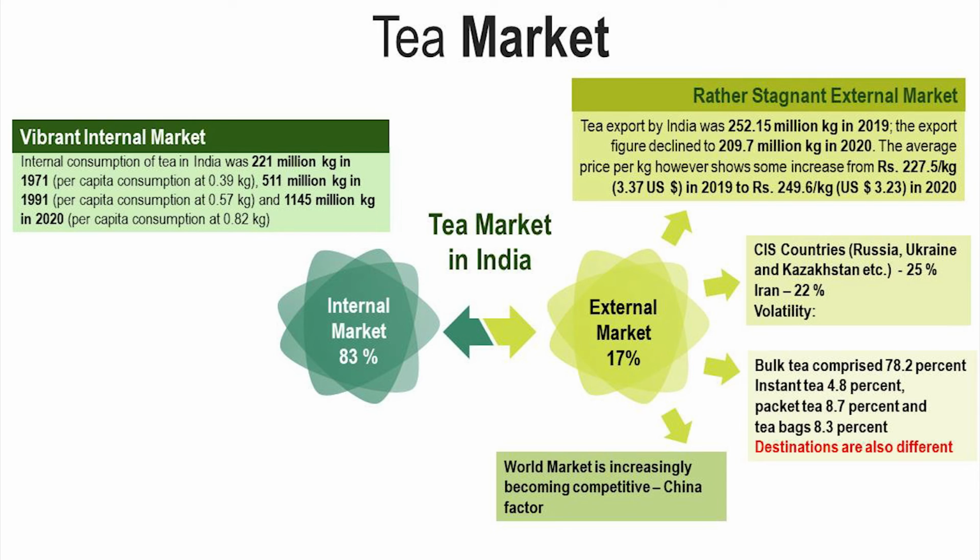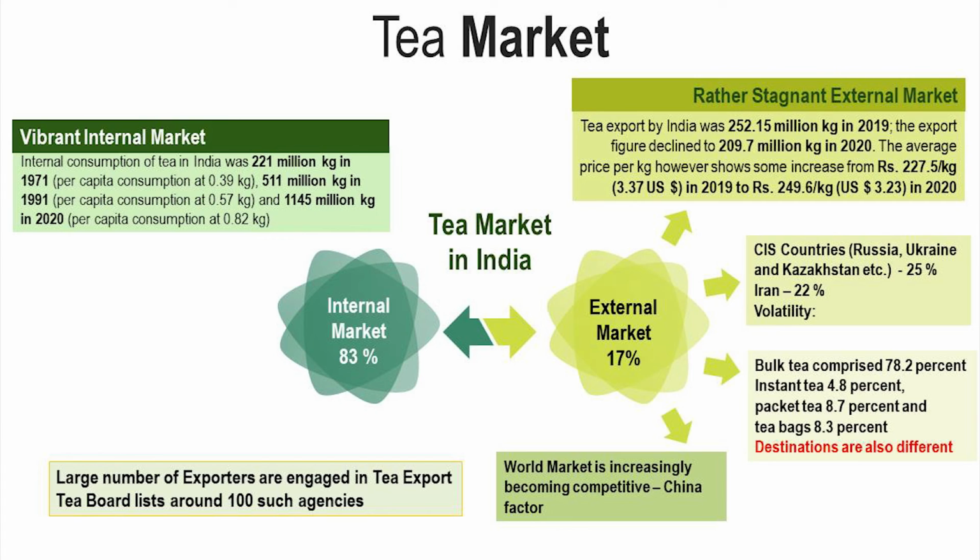China is a big factor. So therefore, if we want to overcome these challenges and then dominate the world market, then we need to create some market niche for ourselves, and that is what is required at this moment. And we need to also understand that large number of exporters are engaged in the tea export business, and Tea Board lists around 100 such agencies.